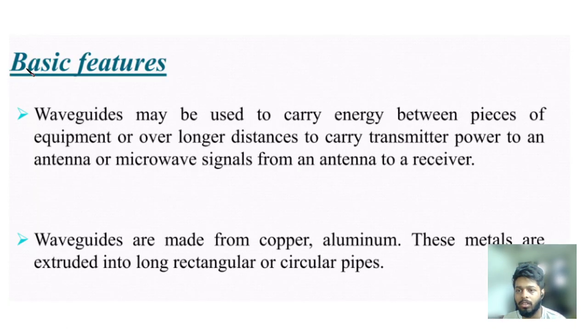The basic features. Waveguides may be used to carry energy between pieces of equipment or over longer distances, to carry transmitter power to an antenna or microwave signals from an antenna to a receiver. Waveguides are made from copper or aluminum. These metals are extruded into long rectangular or circular pipes.